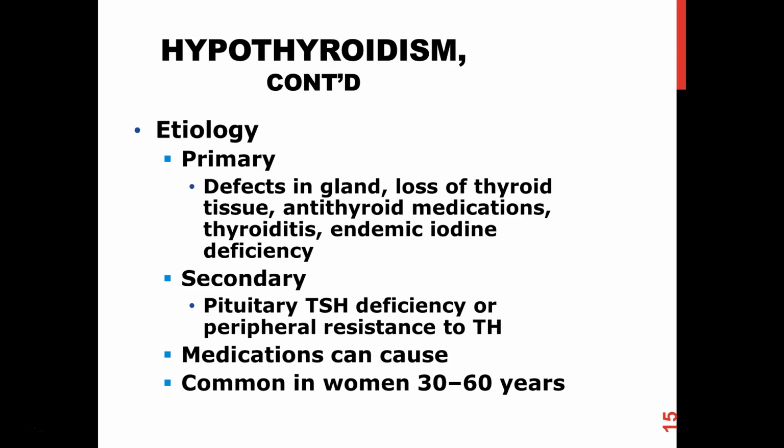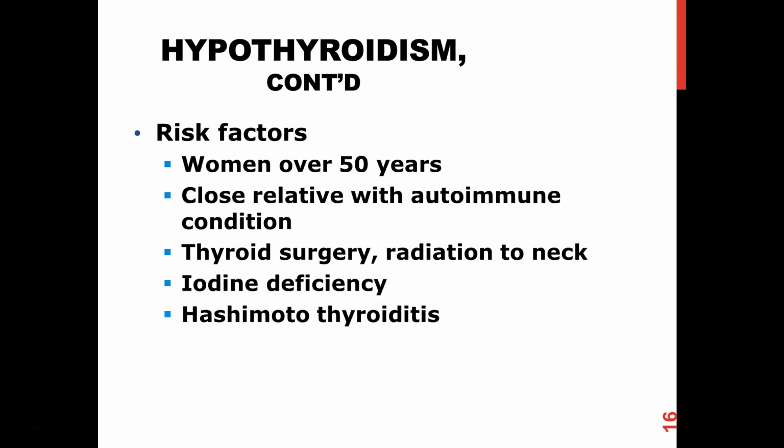What causes hypothyroidism? A defect in the gland, loss of thyroid tissue, antithyroid medications, thyroiditis, endemic iodine deficiency. Secondary causes are pituitary TSH deficiency or peripheral resistance to TH. Medications can cause this, and it's common in women between the ages of 30 and 60. Risk factors: women over 50 years, a close relative with an autoimmune condition, someone who's had thyroid surgery, radiation to the neck, or an iodine deficiency. Because iodine is one of those things you need in order to produce thyroid hormones, just like you need iron to produce red blood cells.